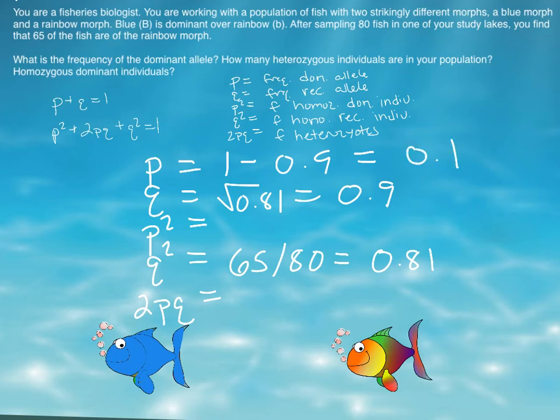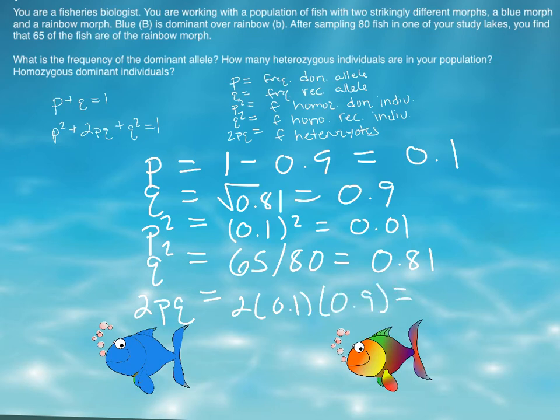And from here on out, the rest is pretty simple, just throwing the values into our equation. So 0.1 squared equals 0.01. 2pq, so solving there, 2 times 0.1 times 0.9. Do the math there, we get 0.18.